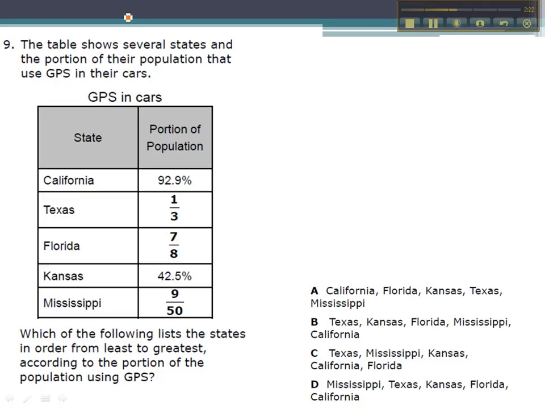Okay, problem number 9. The table shows several states and the portion of their population that uses GPS in their cars. Which of the following lists the states in order from least to greatest according to the portion of the population using GPS? So these portions of the population are represented in some cases as percents and in some cases as fractions. So I think the easiest thing to do here will be to change these fractions to percents.